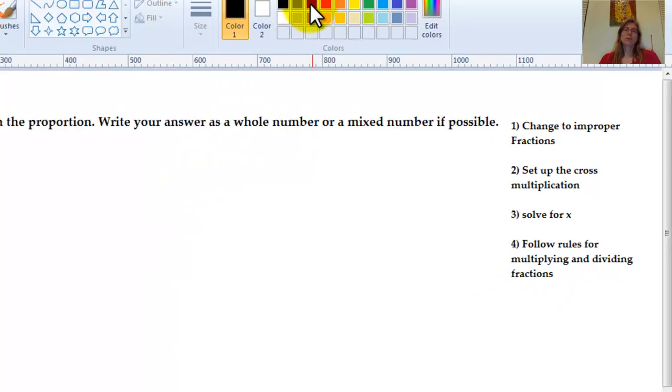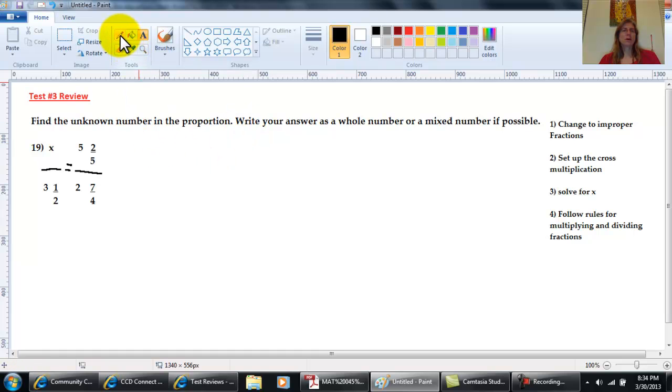So let's take a look at that. We're going to do step 1, which is change to improper fractions. Alright, so 3 1/2. How do we do that? We simply multiply here and add there. 3 times 2 is 6, plus 1 is 7. So we have 7/2. The 3 1/2 is 7/2.